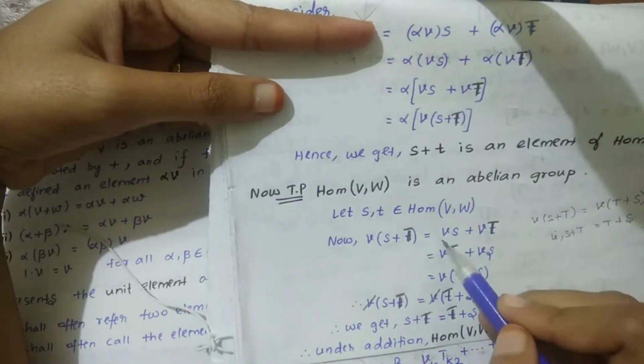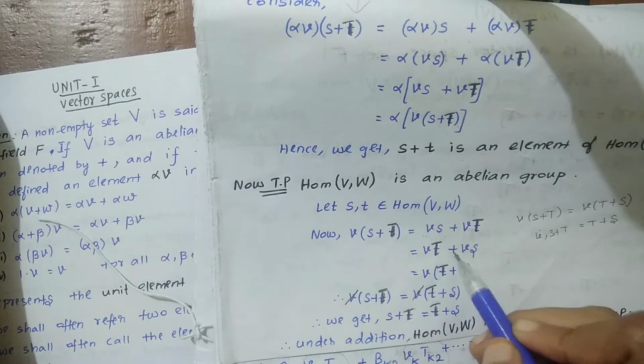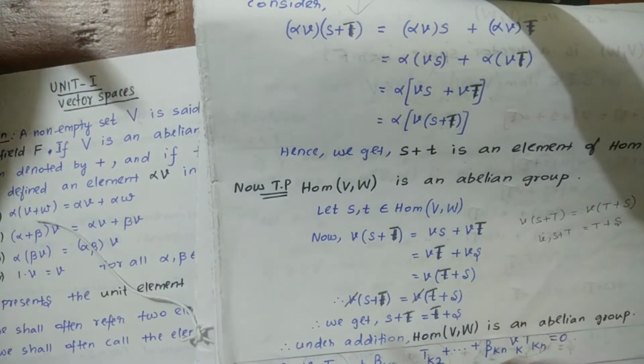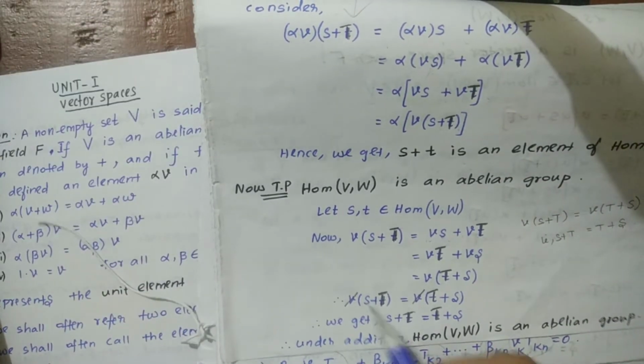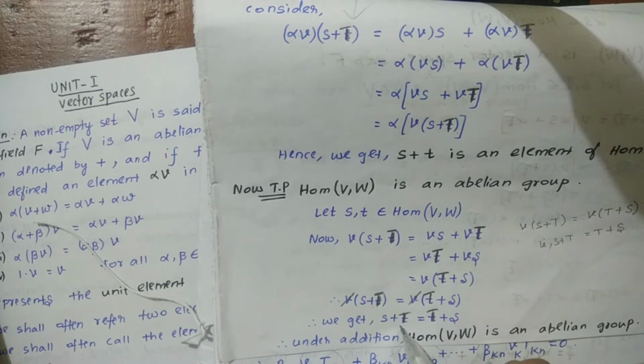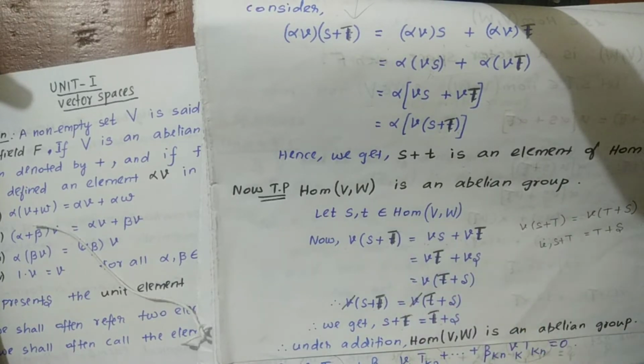Now after that, just changing the place of the terms and writing vt plus vs. From this you can take v common, so you get t plus s. So left hand side is this and right hand side is this. From this you can cancel v and v, so that you get this. So this commutative property is true, right? So you can say homomorphism of v comma w is an abelian group.